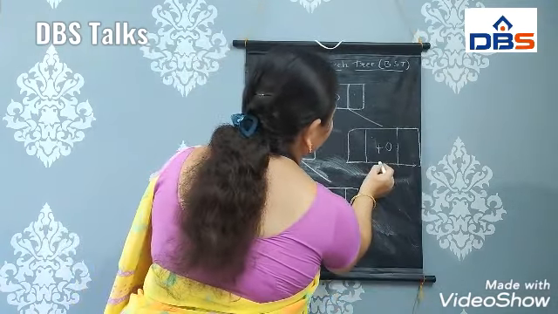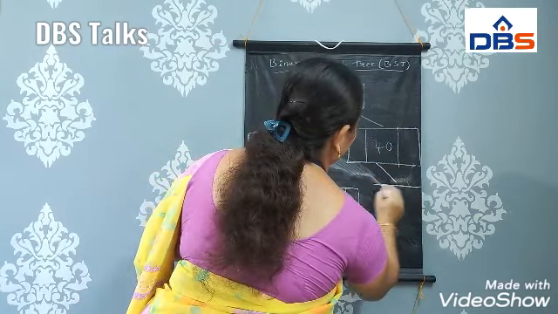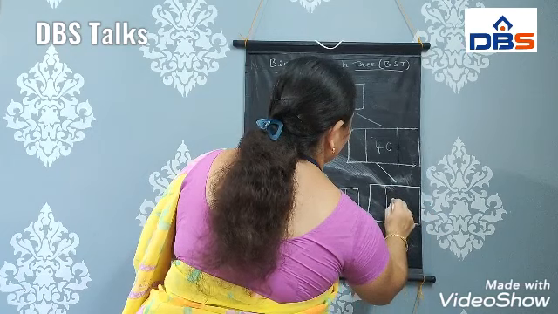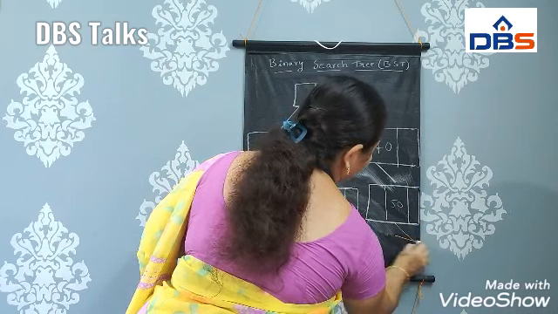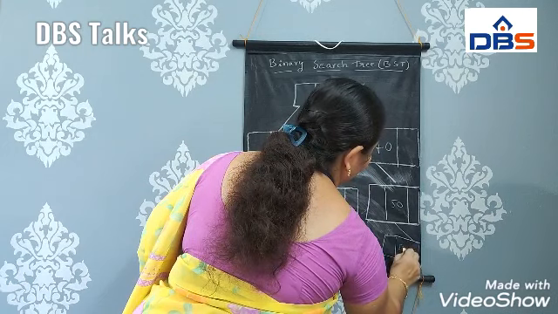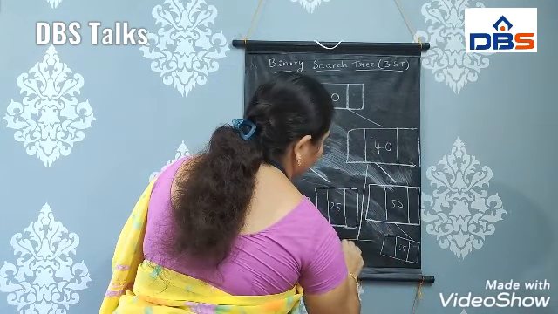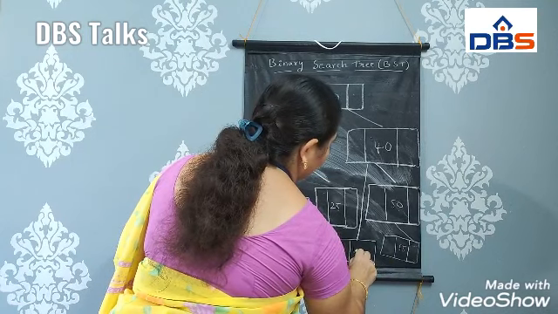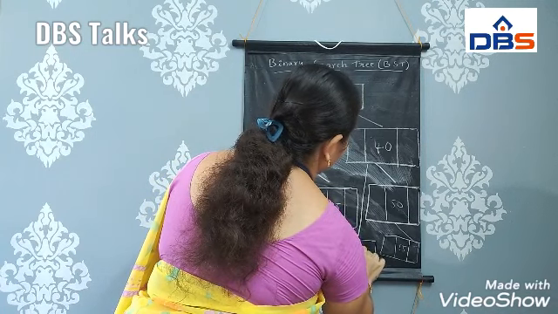Now come to the right child. Here also we have another node with the value 50, on the right hand side, and also we have another node with the value 55. And from the left hand side of 40 also we have another node with the value 35.